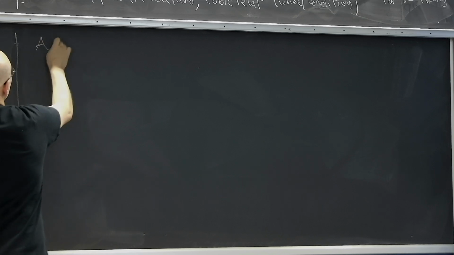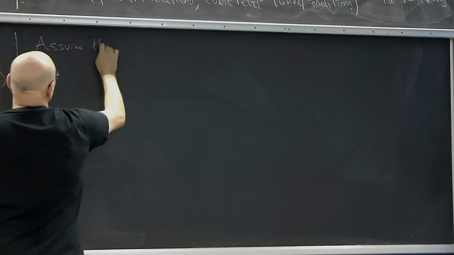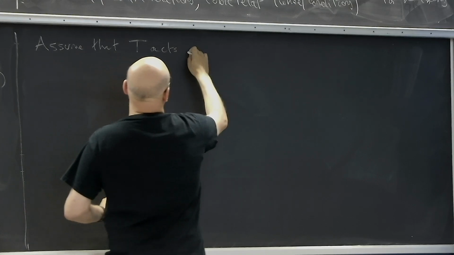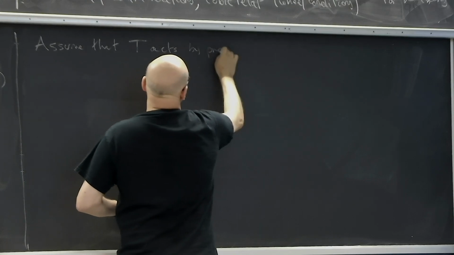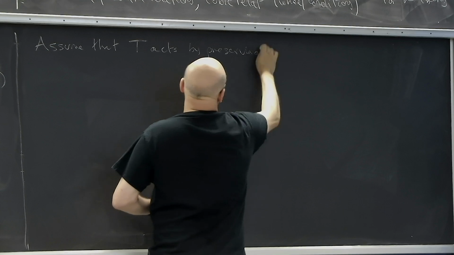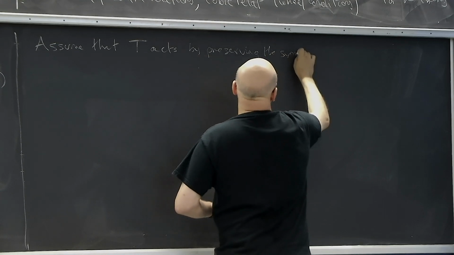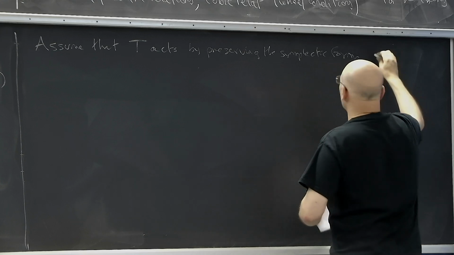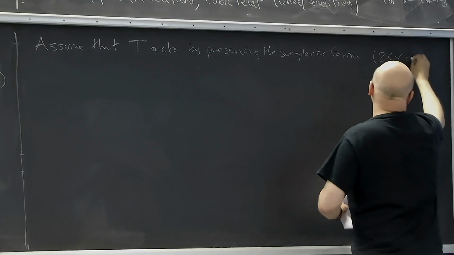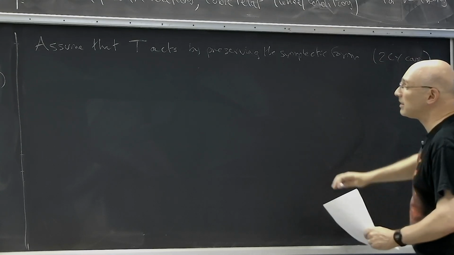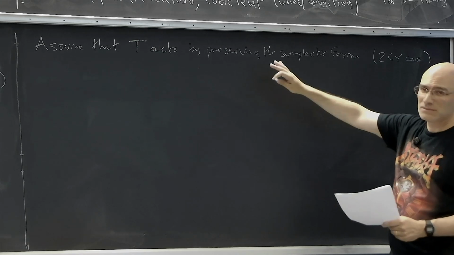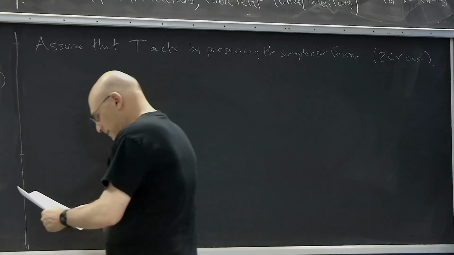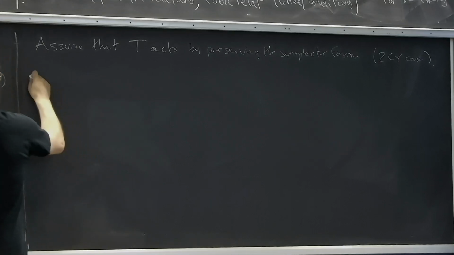Okay, assume that T acts by preserving the symplectic form. So you could call this the 2-Calabi-Yau case. It could be that T is trivial. That would already be interesting. So here's the theorem.